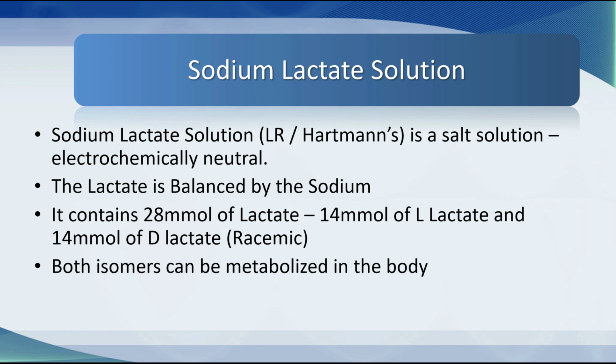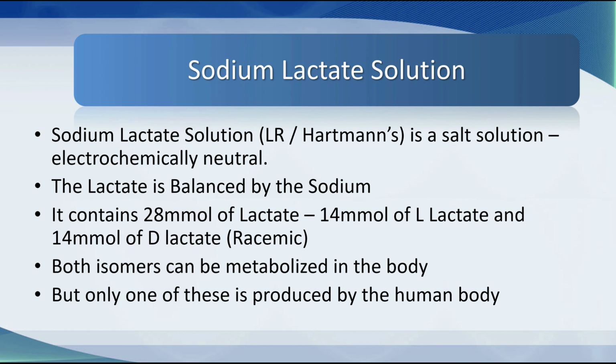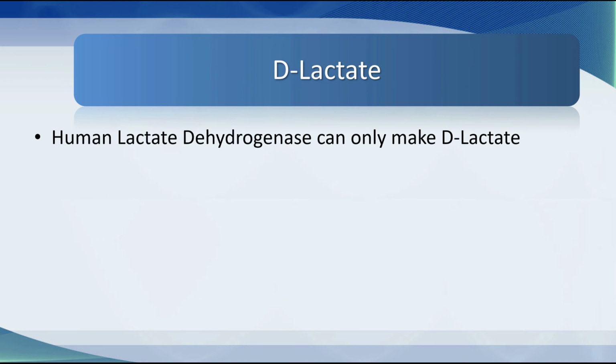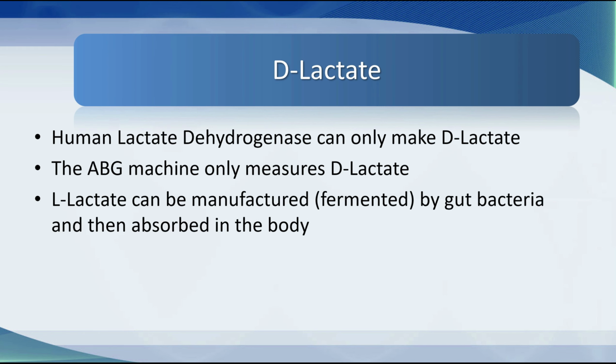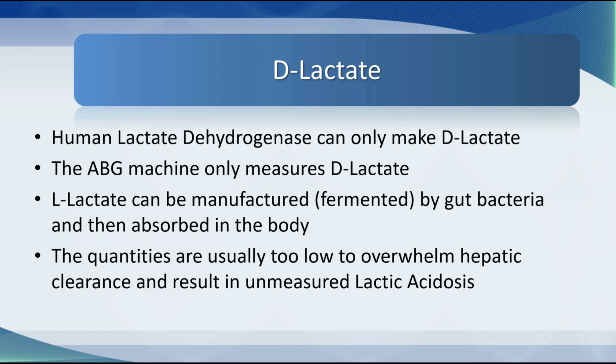But it's worth pointing out that only one of these is actually produced by the human body, and that is D-lactate. Human lactate dehydrogenase can only make D-lactate, and the ABG machine, the arterial blood gas machine, only measures D-lactate. L-lactate can be manufactured or fermented by gut bacteria, and then that lactate may be absorbed into the body. The quantities are usually too low to overwhelm hepatic clearance and result in a lactic acidosis. However, occasionally we see a patient with severe bacterial overgrowth of blind loops and they have a lactic acidosis that's driving a drop in the pH. That lactate, L-lactate, can be measured by the lab.